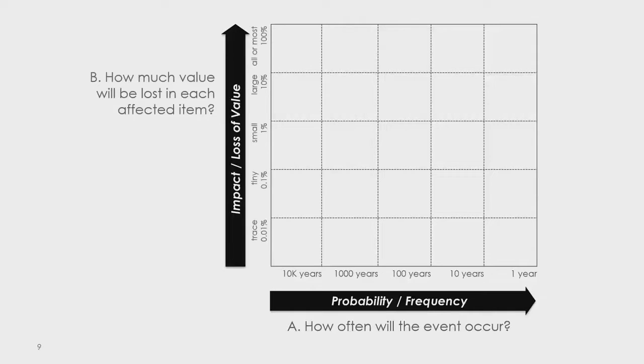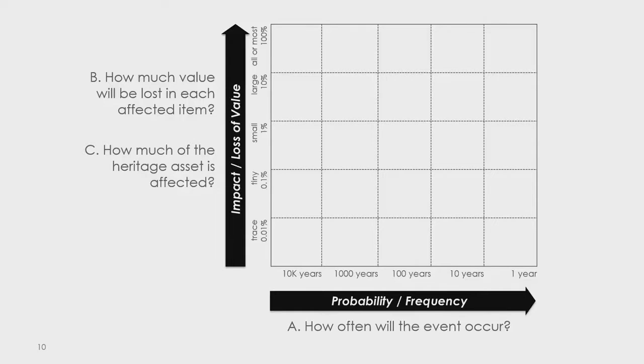The loss of heritage value caused by the incident is assessed by answering two questions. First, question B, which asks, how much value will be lost in each affected item? And then question C, which asks, how much of the whole heritage asset is affected? And the estimated loss in each case is on a logarithmic scale that extends from trace to total loss.